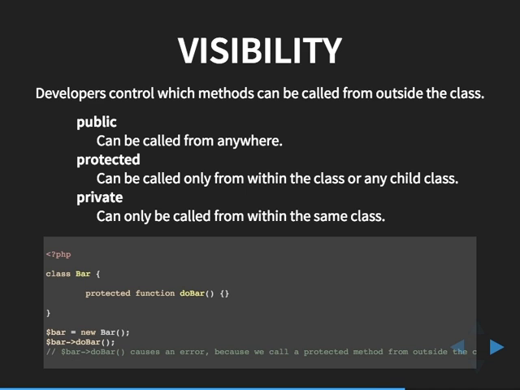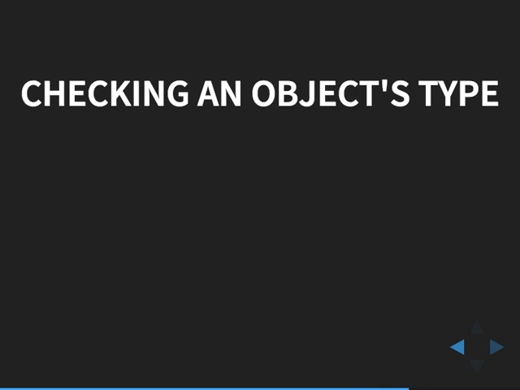Example, the visibility indicator or keyword goes before the function keyword when you declare a function. It's all in the same line, just like we have abstract class something, we have protected function something. This is where we get back to what we discussed in the beginning, data types.